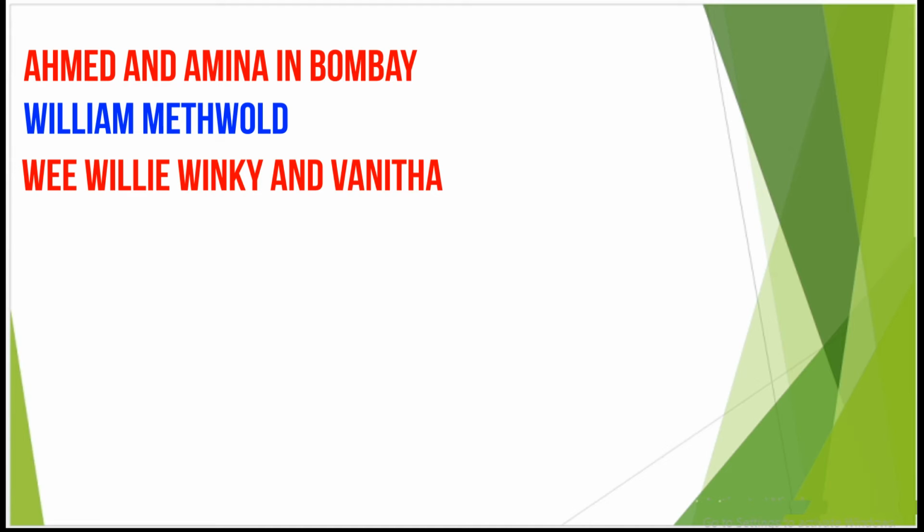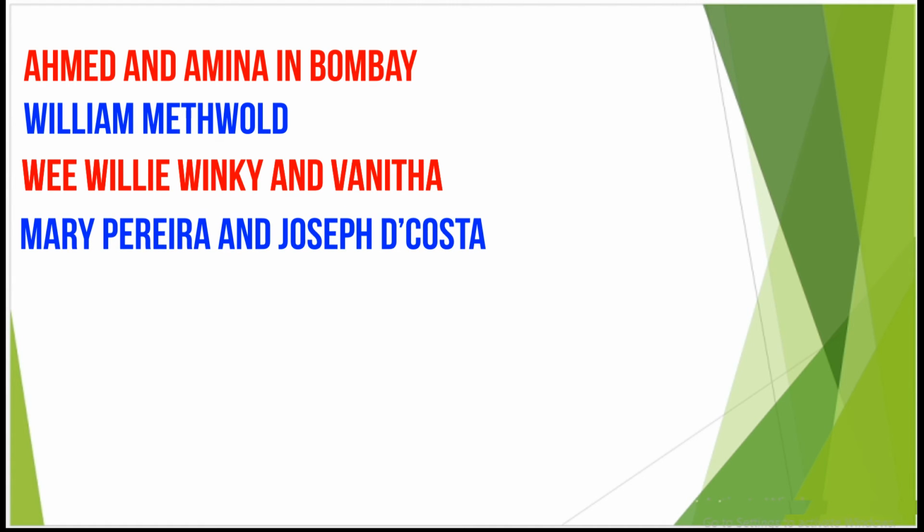But Vanita is not pregnant with Wee Willie Winkie's child. Vanita had an illicit affair with the Englishman, William Methwold. So she is also carrying a child. And Amina and Vanita both go into labor on the same day at exactly the same time, that is the midnight of August 15, 1947. And both of them deliver sons.